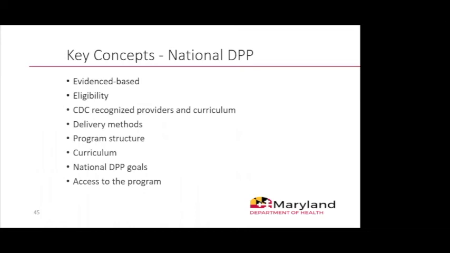So I mentioned the evidence base of the National DPP previously. That is, it can help people lower their risk of getting type 2 diabetes by 58%. Eligibility for the program includes the following. Participants must be 18 years of age. They must have a body mass index equal to or greater than 25, or 23 if Asian.